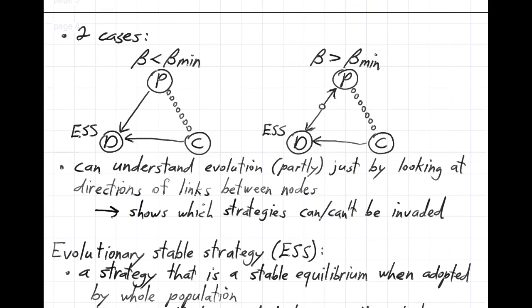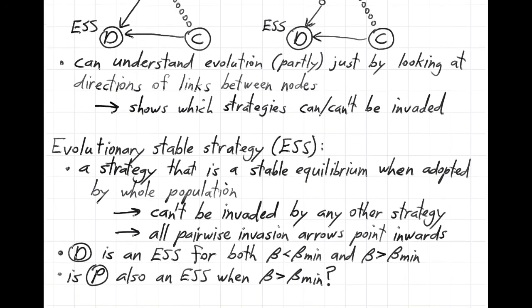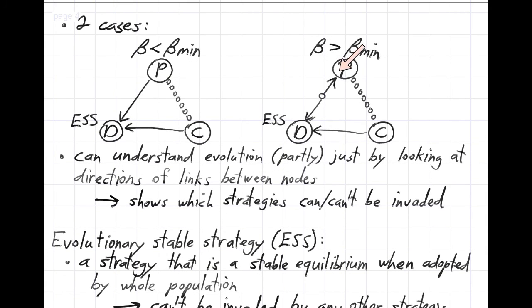I'm going to just write down what we've said already. So let's try to answer that question. Is P an ESS in the right-hand graph? Well, it's got an arrow going into it. It doesn't have any arrows going out of it. So that seems promising. But no, the criterion for an ESS is all arrows have to be pointing into it.